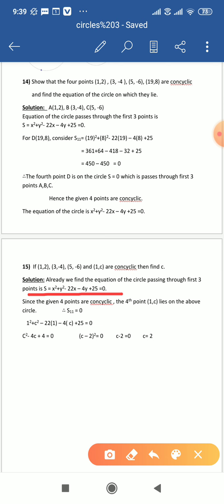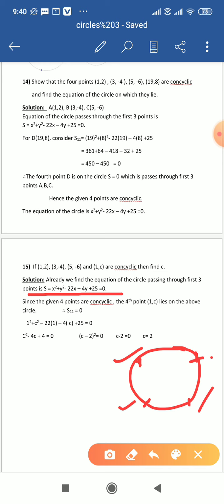Here, given that the 4 points are concyclic, when we say 4 points are concyclic, the 4 points lie on the same circle. Like this, suppose this is one point, this is another point, this is another point, and this is another point. This is the circle passing through these 3 points. So, given that 4 points are concyclic, the fourth point is also on the circle. Okay, this is the fourth point on the circle.